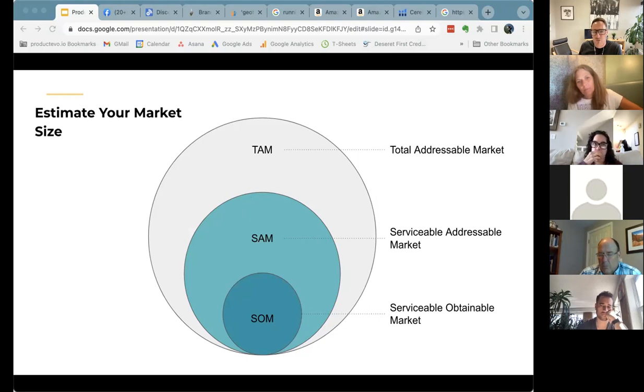Below that, we've got the serviceable obtainable market. This is the realistic portion of the market that we can capture. It depends on our resources, our ability to market to them, and the number of competitors that have overlap in this serviceable addressable market.